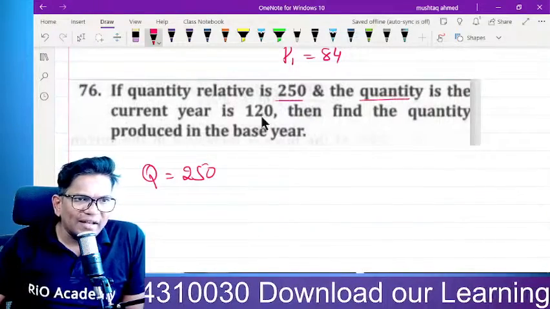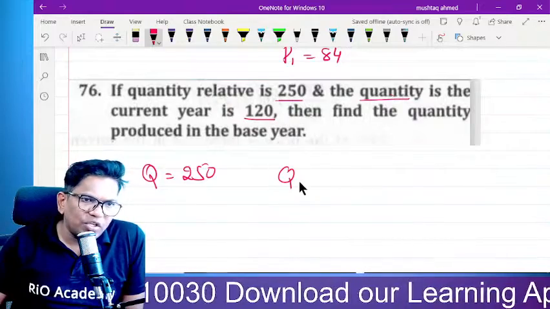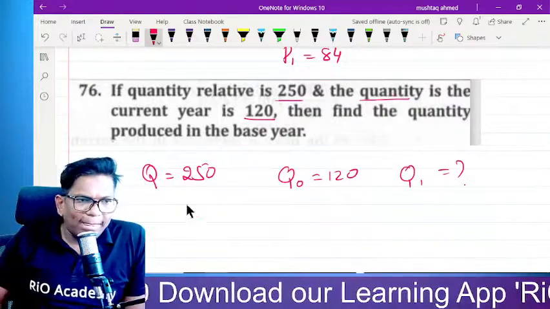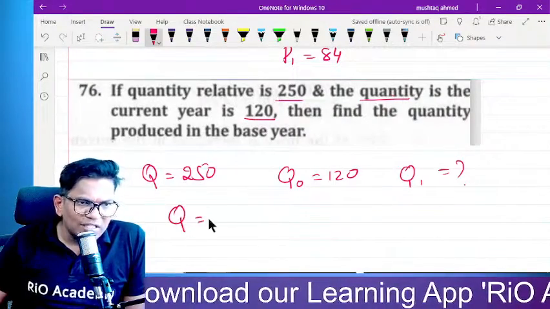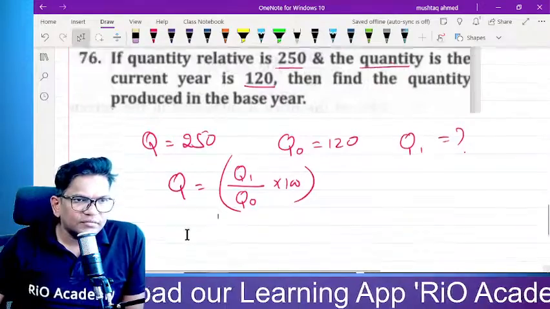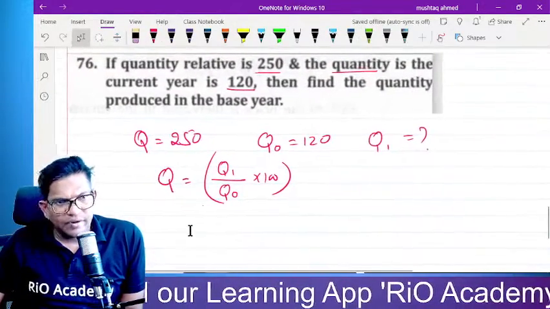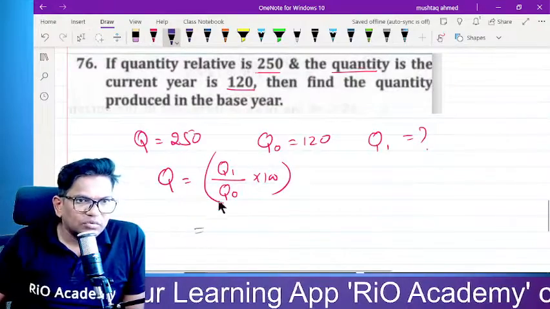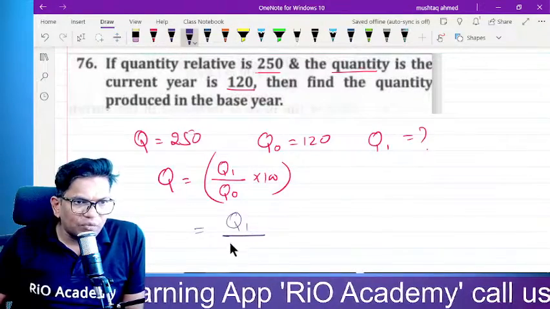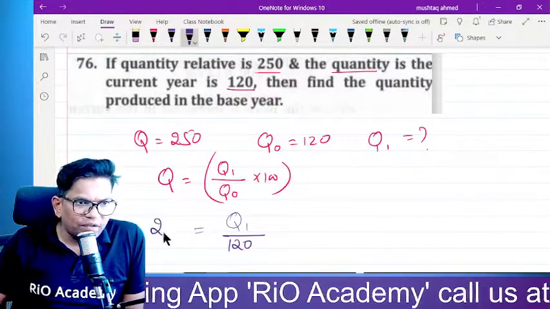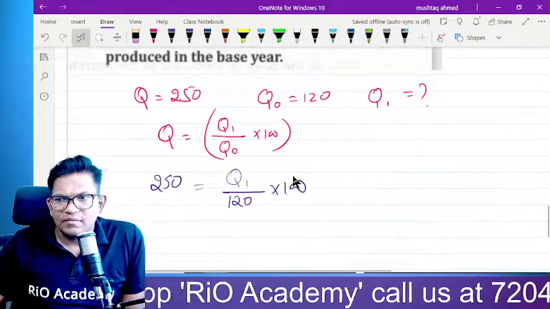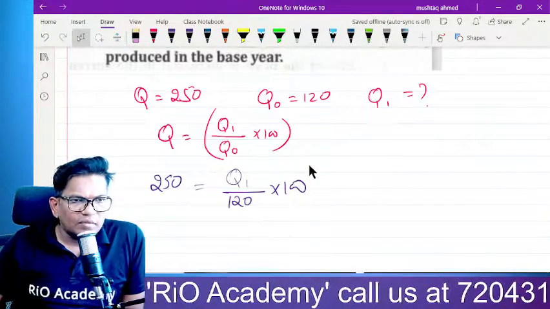The quantity for the current year is 120. Q0 is 120 here, and Q1 we don't know. Can you find it, please tell me? Q is equal to Q1 divided by Q0 multiply by 100. Q1 we don't know, Q0 is 120, Q given is 250, multiply by 100.